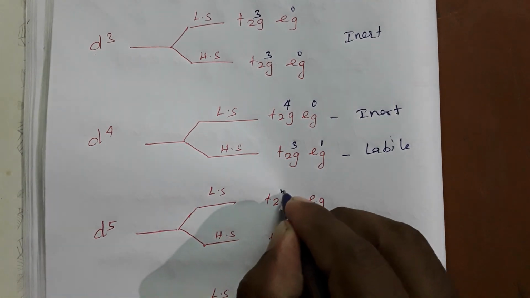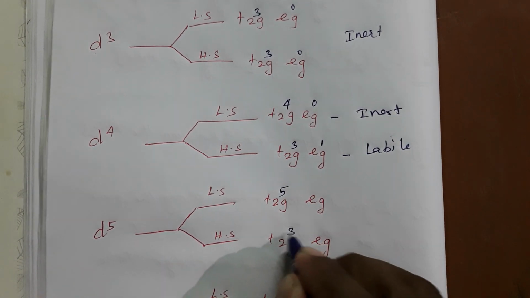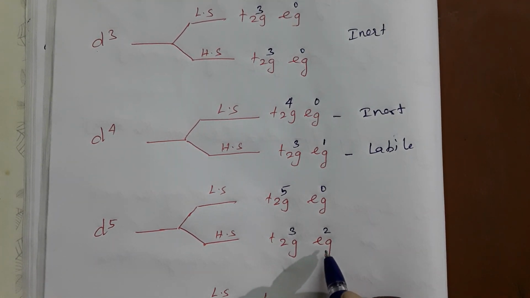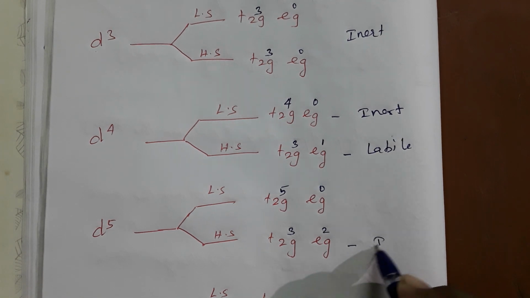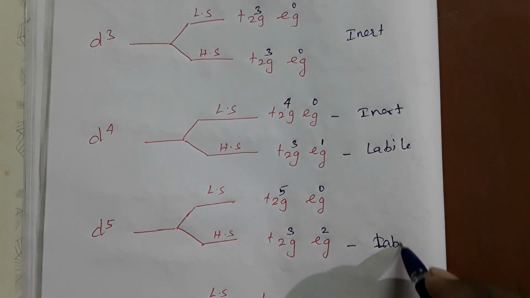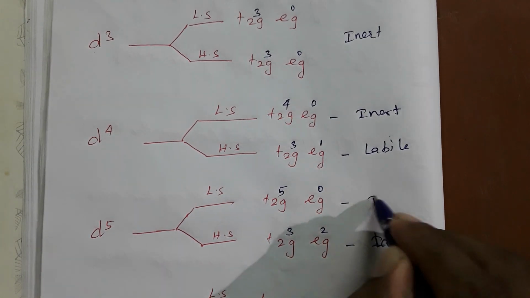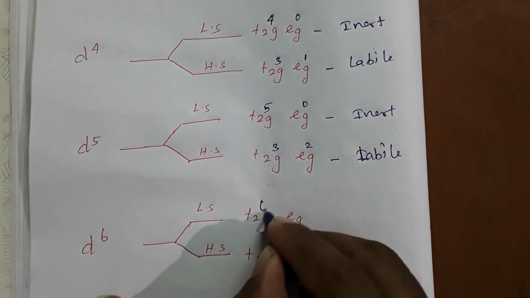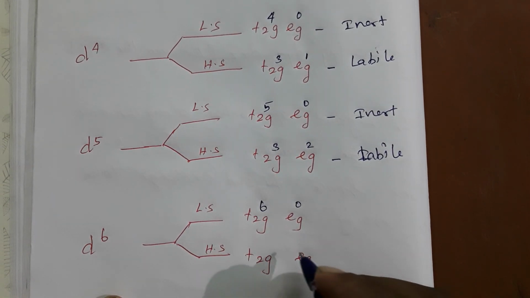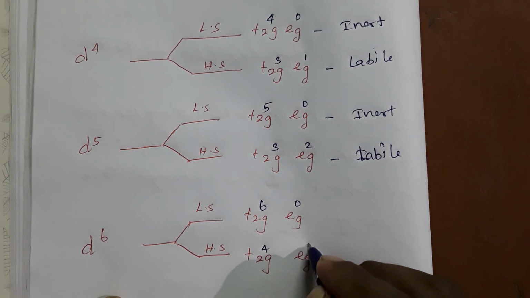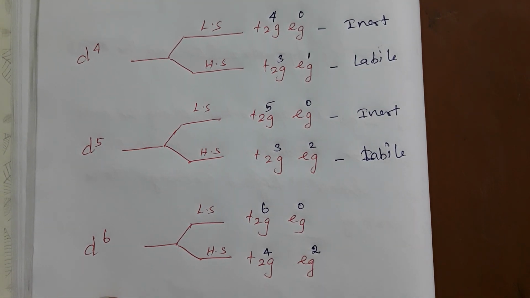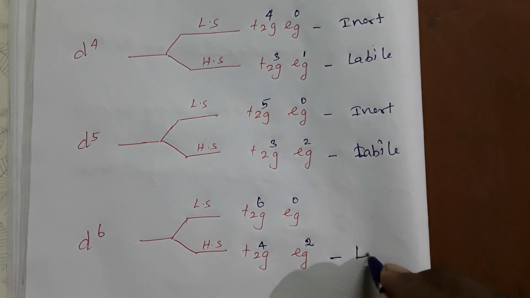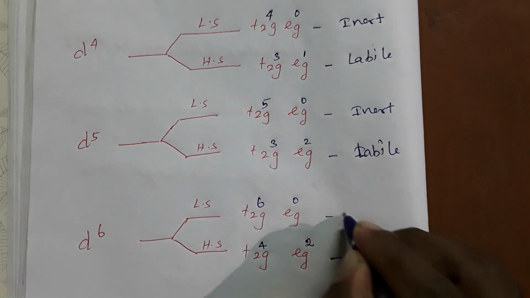Next d5, here it is t2g 3, eg 2 for high spin, and t2g 5, eg 0 for low spin. In the high spin complex we have 2 electrons in Eg, so it is a labile complex. The low spin one is an inert complex. Next d6, here we have t2g 4, eg 2 for high spin. After that, pairing will take place in the T2g orbitals, t2g 6, eg 0. Whenever you have an electron in Eg, they are always labile. So this low spin one is inert.